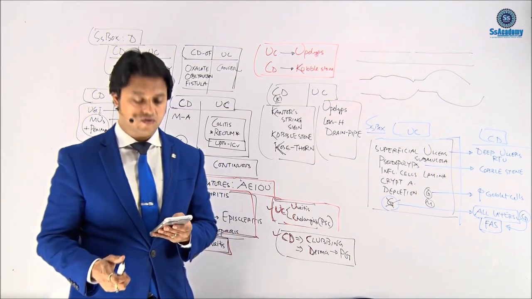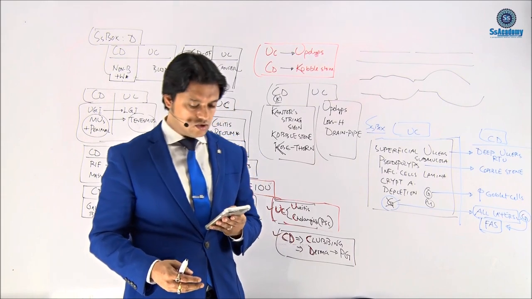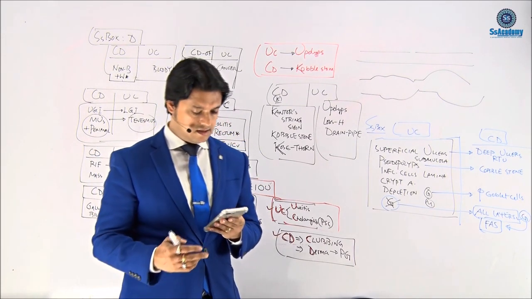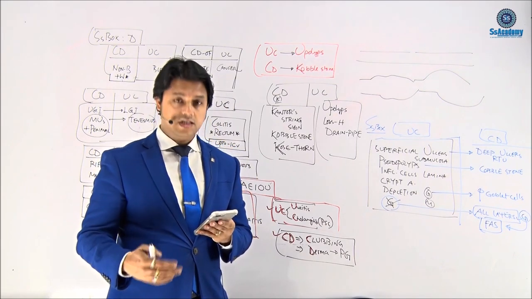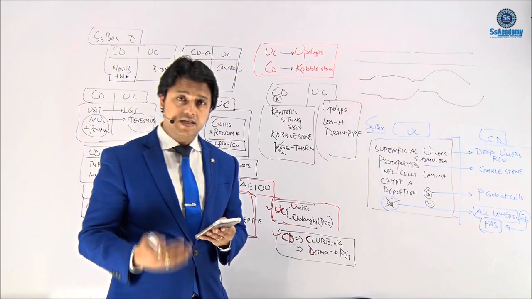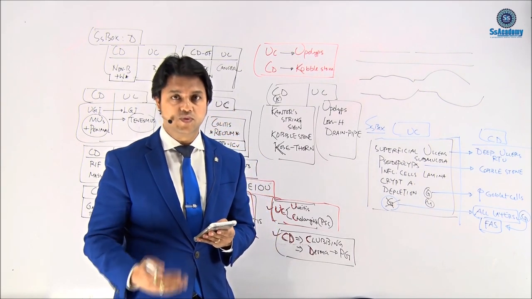Factors that increase the risk of cancer, mind, it is very important. Disease duration greater than 10 years, so circle the 10. Patients with pancolitis, circle the pan. Onset before 15 years old, so circle 15. Unremitting disease, so circle un. And poor compliance to the treatment, circle poor.